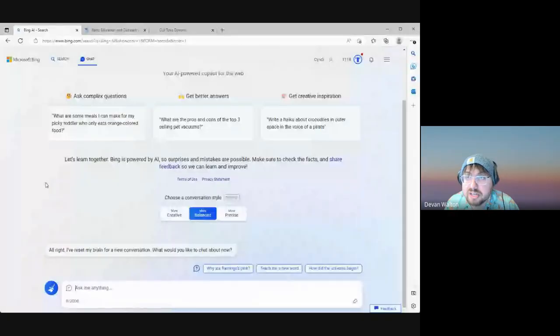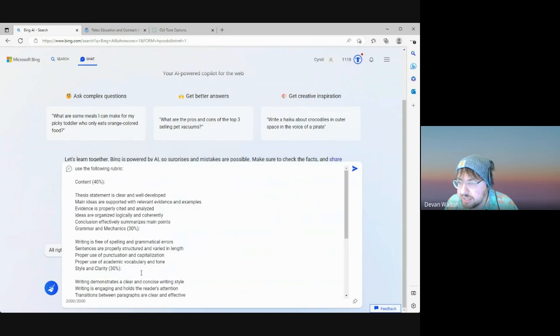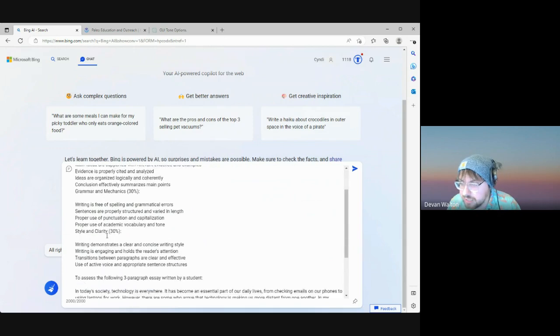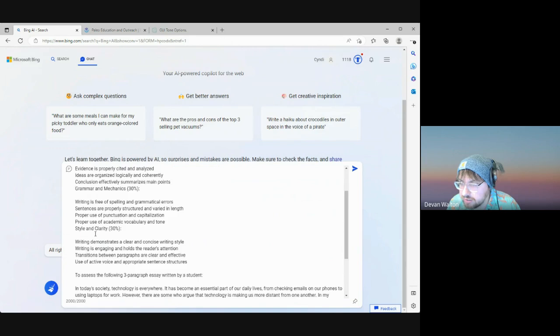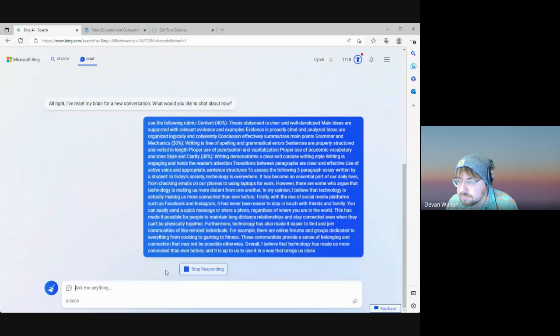So this is the Bing interface. And what I'm going to do is copy in that same prompt I gave ChatGPT for evaluating that essay. So I'm going to paste that in here. So as you can see here, again, use the following rubric: 40% for content, 30% for grammar and mechanics, 30% for style and clarity, and we're having it assess that essay. Well, let's see what it does.